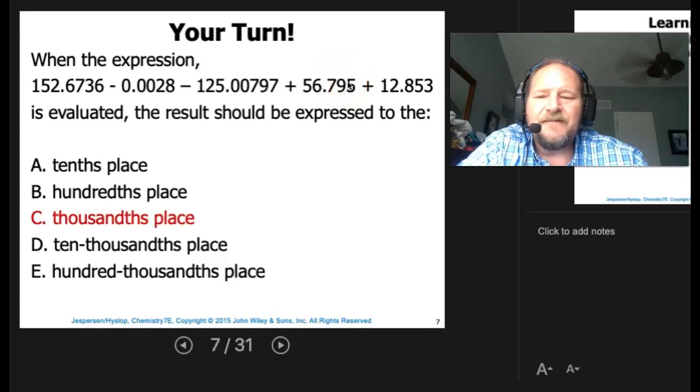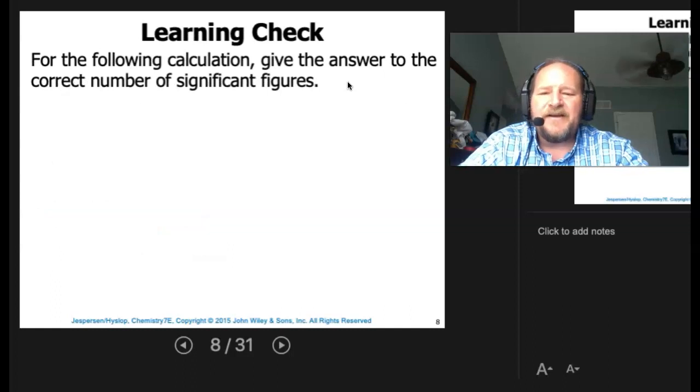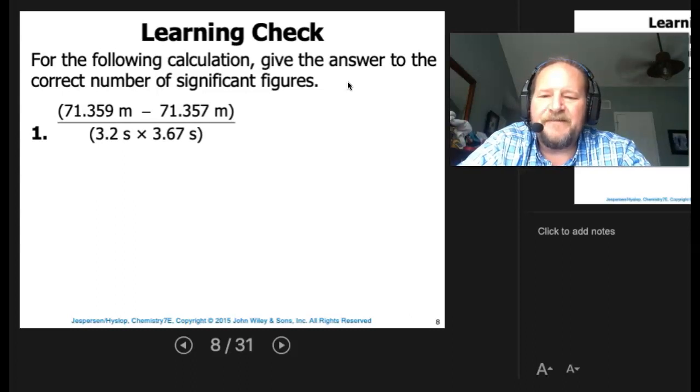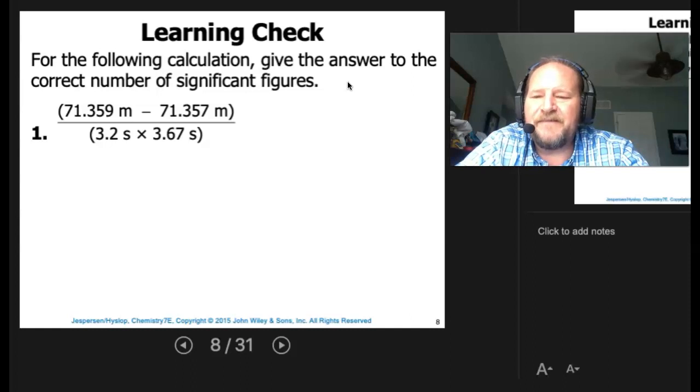All right. For the following calculation, give your answer to the correct number of sig figs. So we have 71.359 minus 71.357 divided by 3.2 times 3.67. Now here, you have to keep track of your sig figs for each type of calculation.